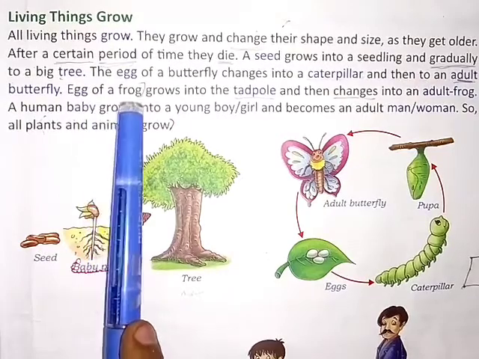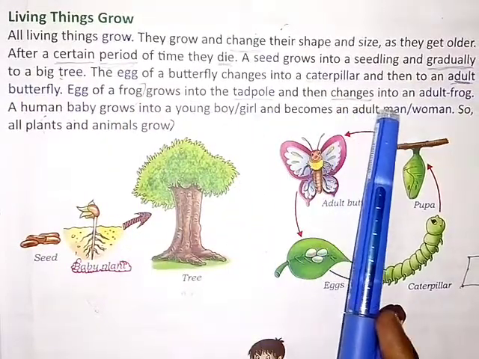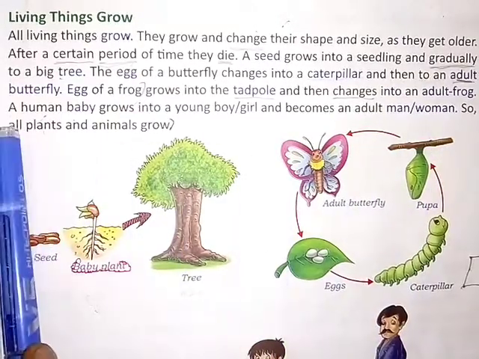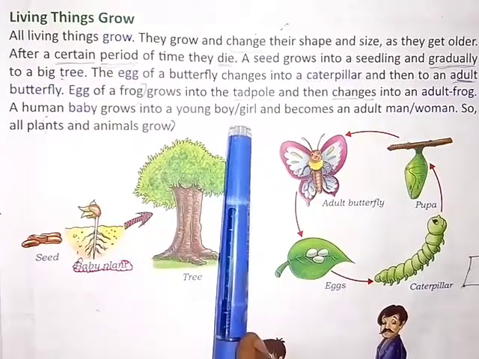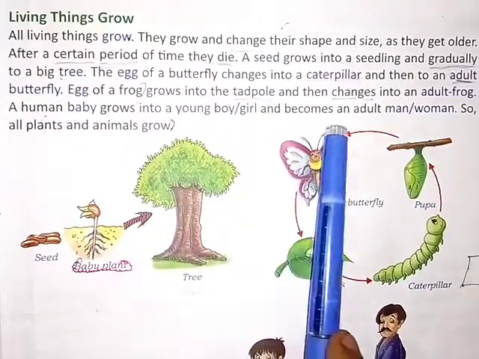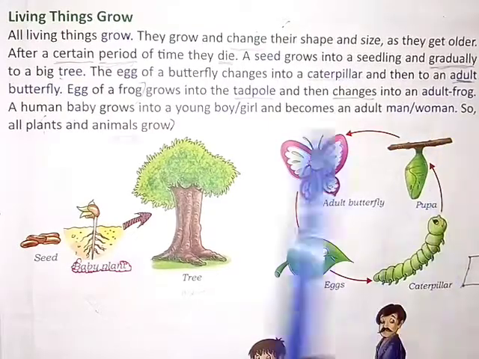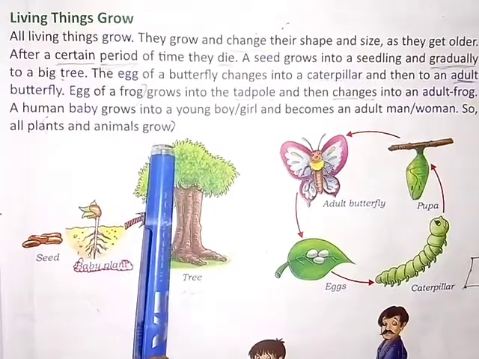Egg of a frog grows into the tadpole and then changes into an adult frog. A human baby grows into a young boy or girl and becomes an adult man or woman. So, all plants and animals grow.